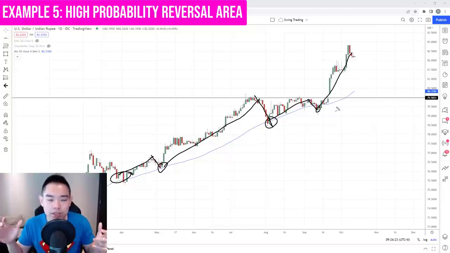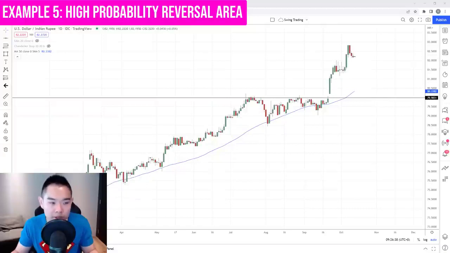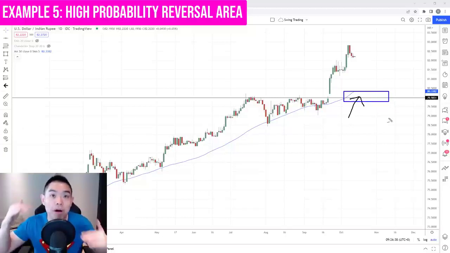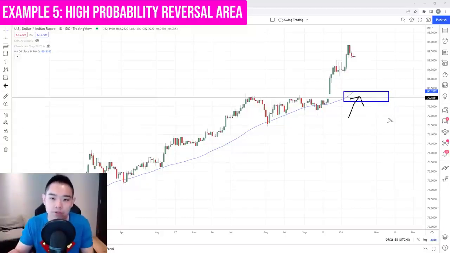What is interesting is that right now the moving average coincides with the area of support that we drew earlier. So this is what I call a stack area of value. This is significant because we have multiple areas of value coming together, and that increases the odds of a reversal right at this area. So this is an area that I want to pay close attention to.